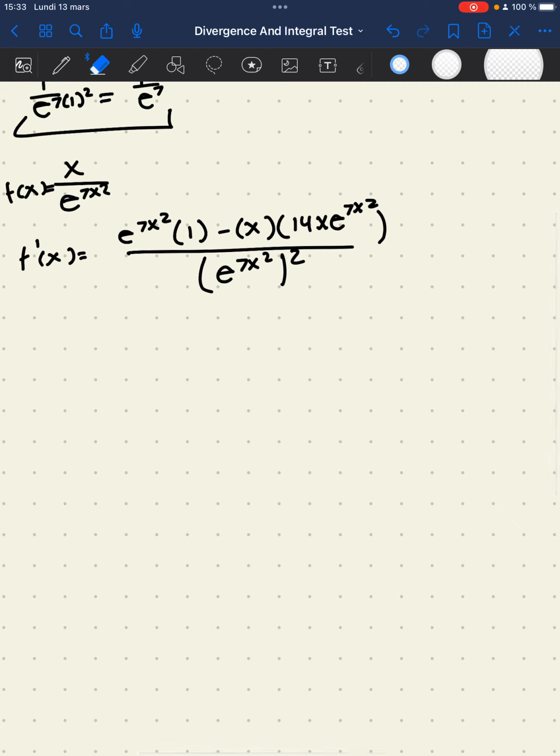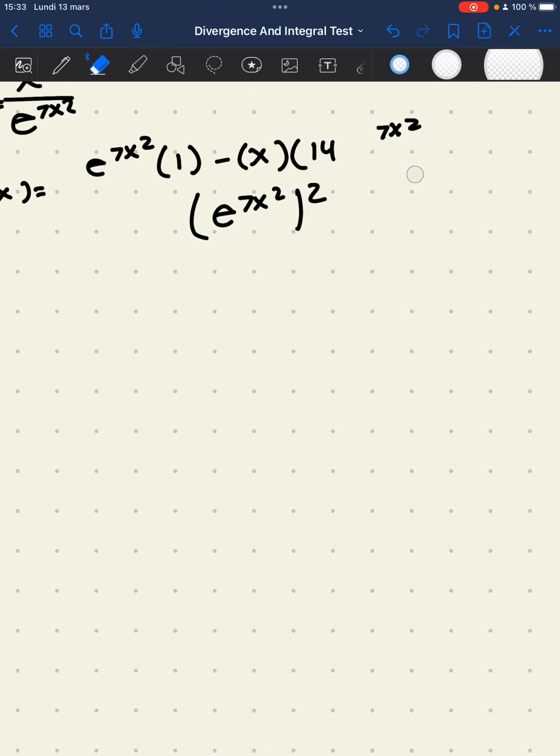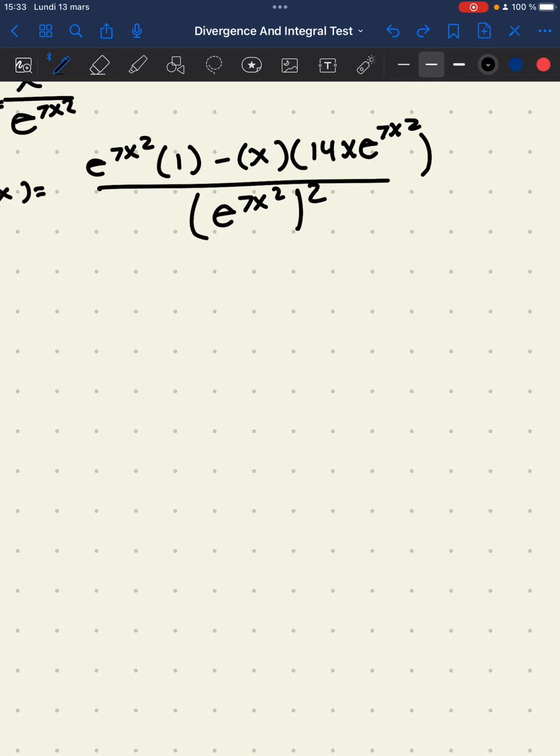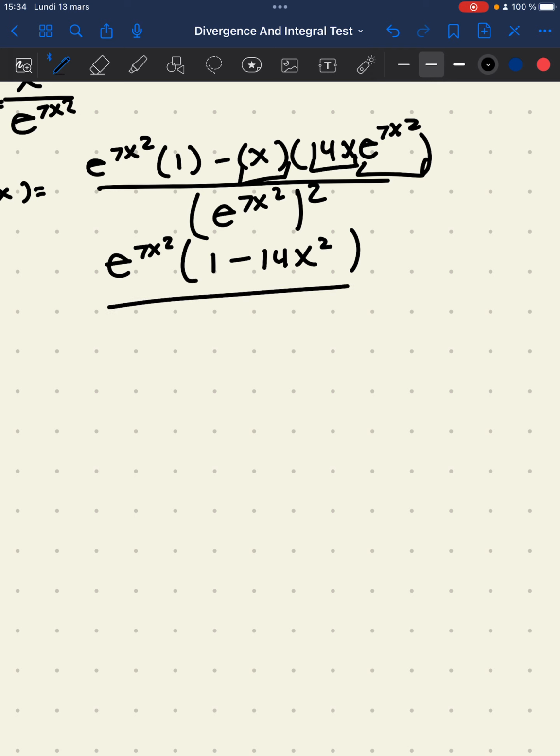Okay, now this seems a bit tricky to see if it's non-increasing or non-decreasing. So what we can do is factor out an e to the 7x squared, leaving 1 minus 14x squared. Because you see how we have a 14x right there and we have x right there, so that becomes x. Here, 7x squared, we can just leave that as that. We don't have to simplify that.